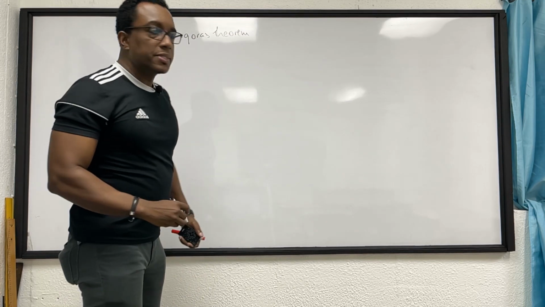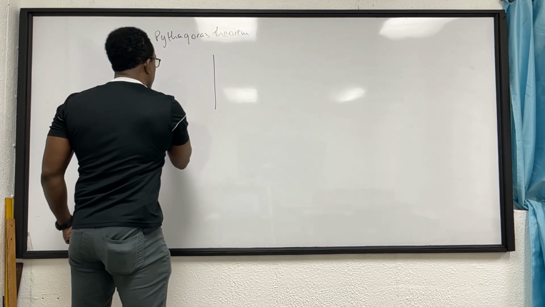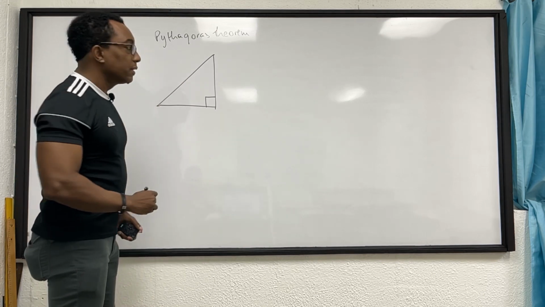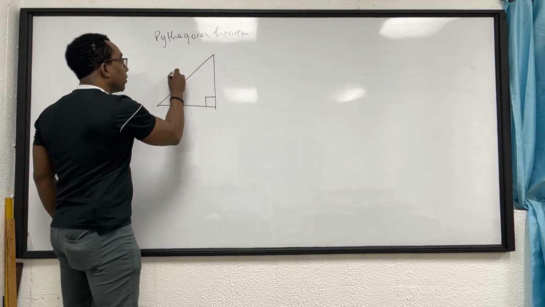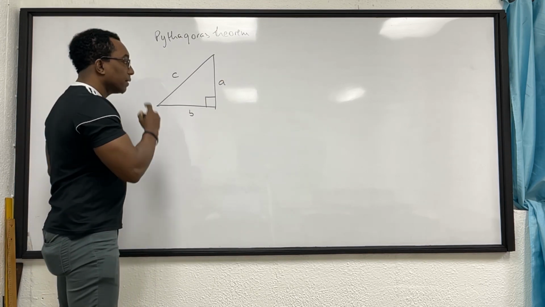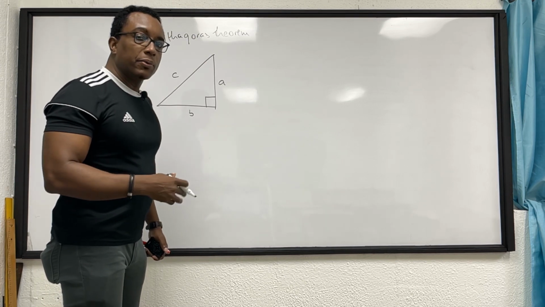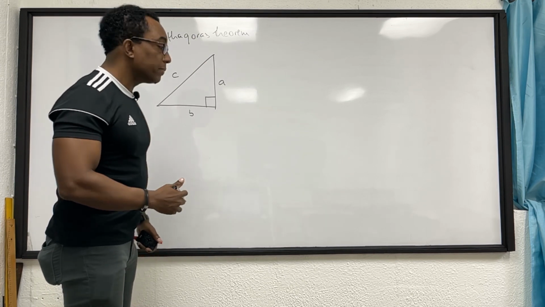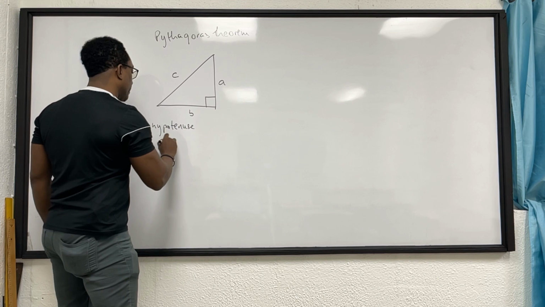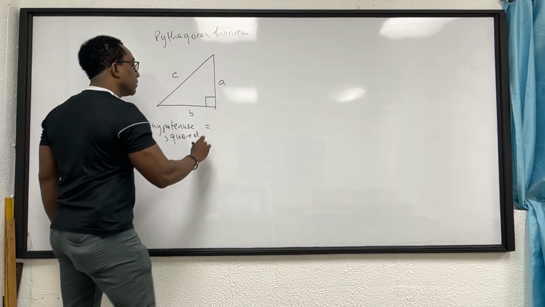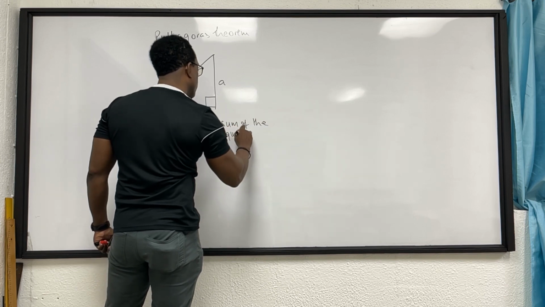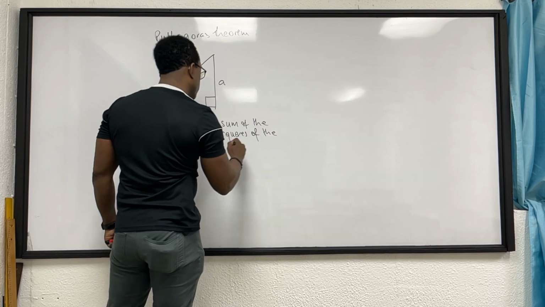So we know Pythagoras theorem deals with a right angle triangle, and we know that this triangle will have three sides. Call this side C, call this side A, call that side B, and we know Pythagoras theorem is one whereby we're going to create an important formula from the theorem, and that formula is the hypotenuse squared is equal to the sum of the squares of the other two sides.